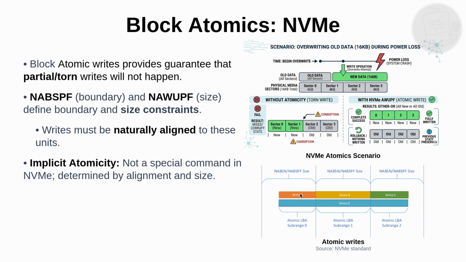For example, in this case, you can see that if you're doing write A, write B, write C, those things will go atomically. But for example, if you do write D, the point is within the boundary. It can still be atomic, but there is no guarantee that the whole thing is going to go to the device.